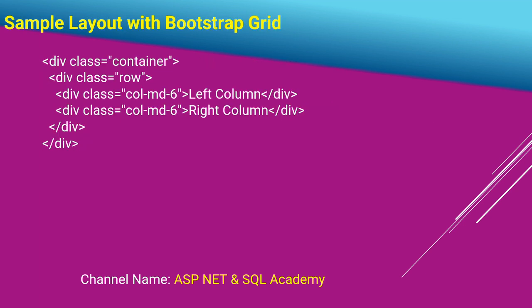Here is a simple example using Bootstrap's grid system. This layout splits the page into two columns, one for each half of the screen. You can easily design responsive layouts this way.